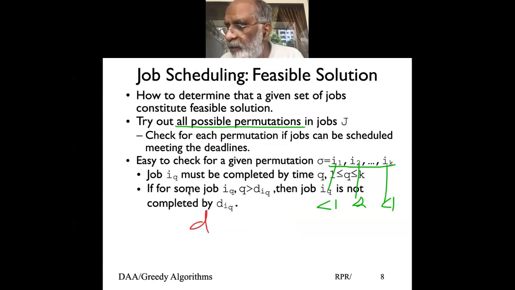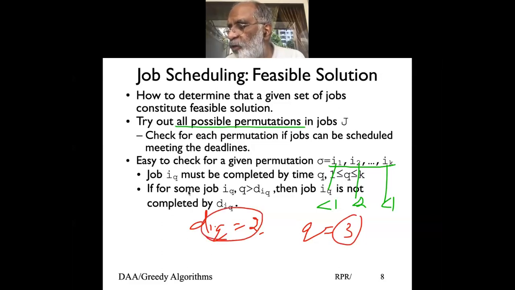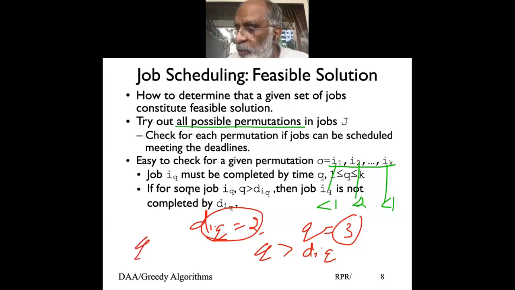So let's say the deadline D_i is 2 and Q is 3. That means job Q would be scheduled at time 3, but the deadline being 2, if Q is greater than D_i, that job cannot be scheduled and we cannot include it. So for all my scheduling order, Q should be less than or equal to my respective deadline.